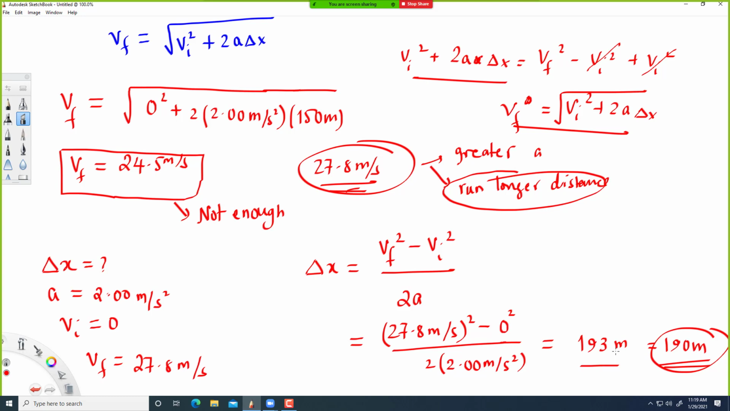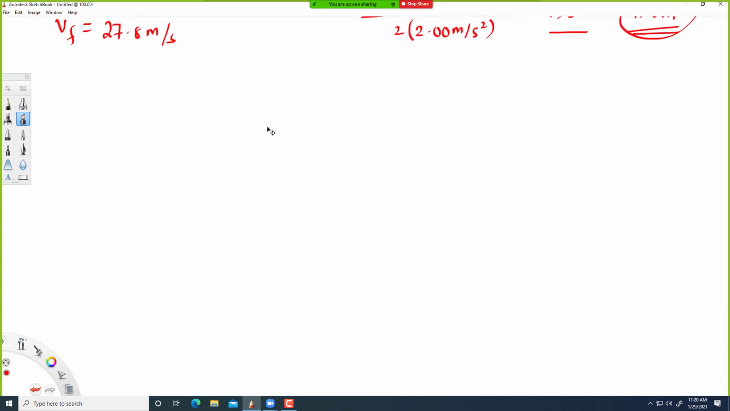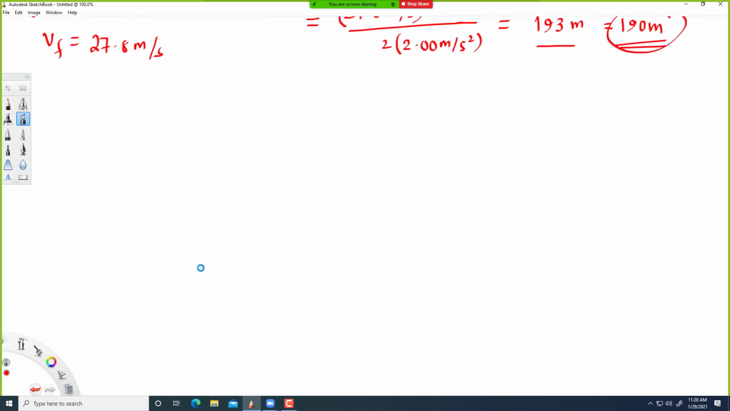Okay, so that's number 4. So let's look at number 5. Any question on number 4? So please read the question for the number 5. This one is pretty straightforward. You should be able to figure that out.